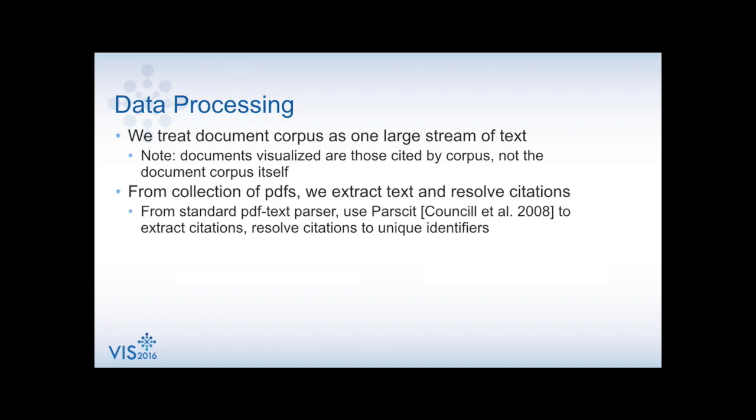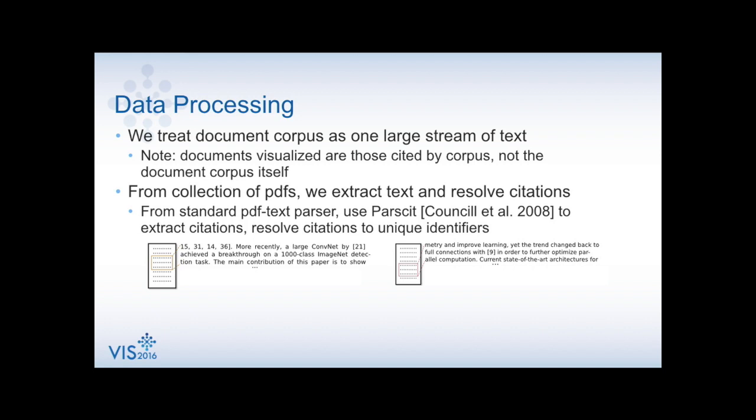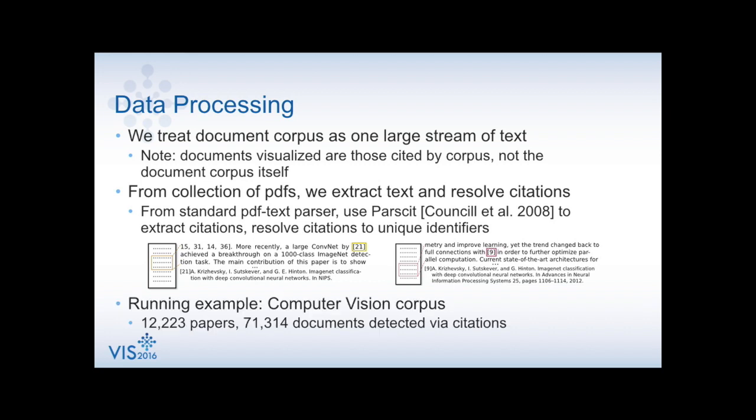From a collection of PDFs, we first extract text and resolve citations. We extract text through a pretty standard PDF text parser, and we use the ParsCit software package to discover and resolve citations. Just as a quick illustration, if we have these two snippets of text from two separate documents, we can analyze the reference information for these citations, and we observe that these refer to the same paper. As a result, we can resolve these as belonging to a unique identifier. As a running example, and in our experiments, we use a computer vision corpus of papers, which consists of around 12,000 papers, and it yields approximately 70,000 documents that are detected through this process.